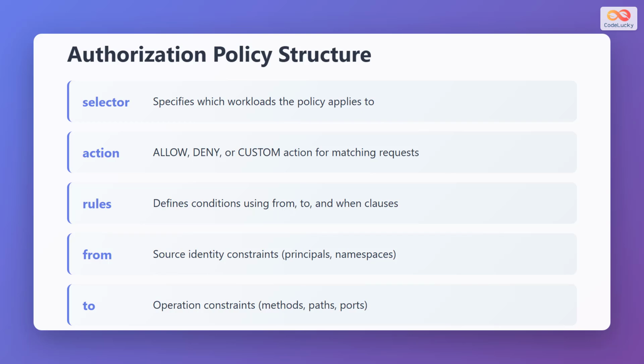Authorization policies consist of several key components. The selector field specifies which workloads the policy applies to using label matching. The action field defines what to do with matching requests, either allow, deny, or custom. The rules section is where you define the actual conditions using three types of clauses. The from clause specifies source identity constraints such as service account principals or source namespaces. The to clause defines operation constraints including HTTP methods, URL paths, and ports. And the when clause allows additional custom conditions. Together, these components create powerful and flexible access control rules.